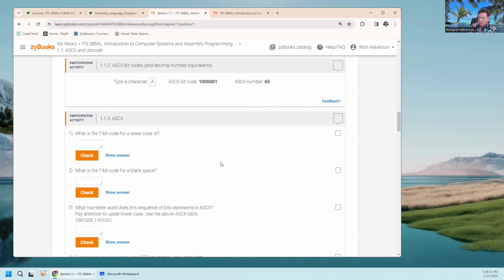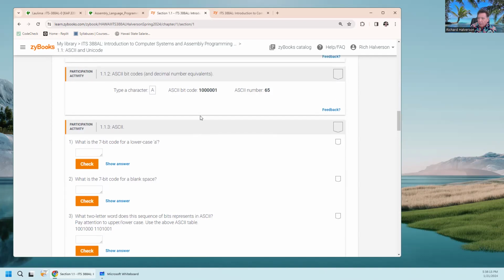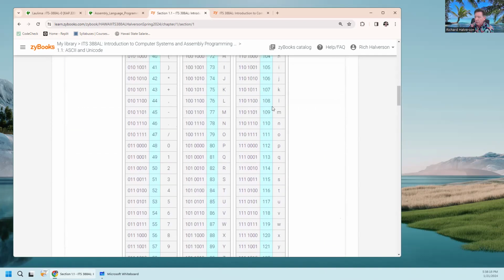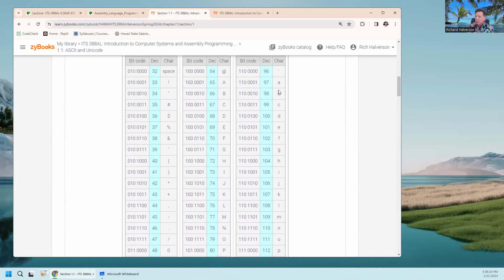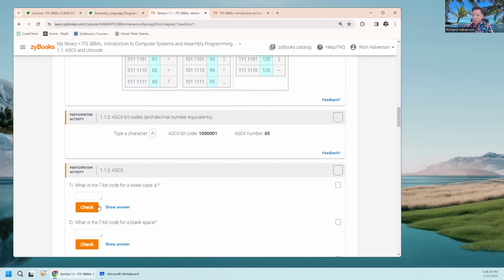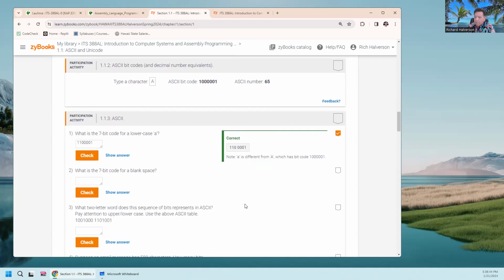All right, so go through this. What is a 7-bit code for lowercase a? Well, you can look here and find the lowercase a. It's right here. This is the uppercase a, so this is its bit code. But for the lowercase a, this is the bit code. So we can just copy this. It's 1100001. So we can put 1100001 and see that that's the answer.